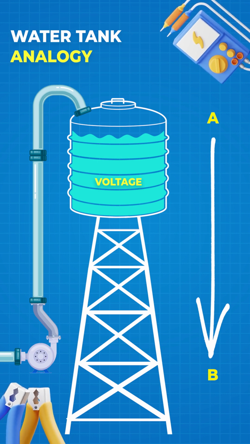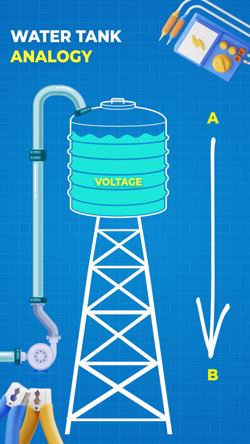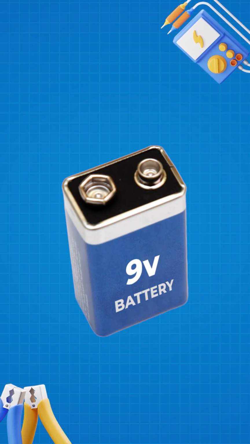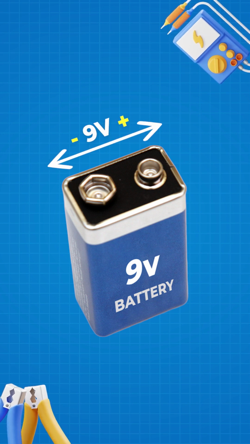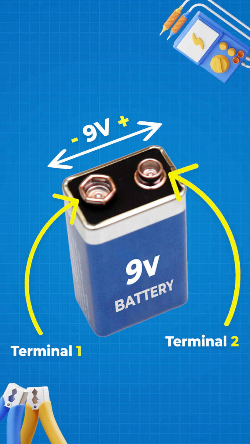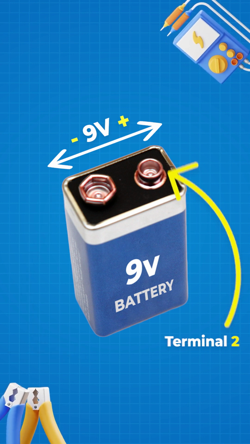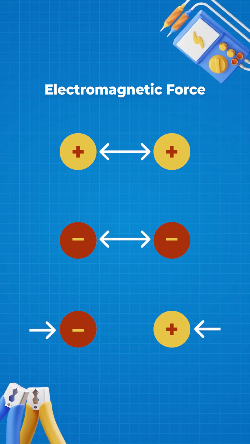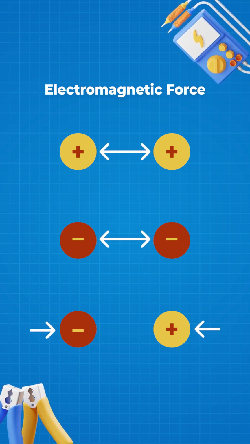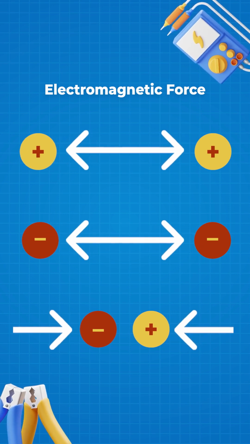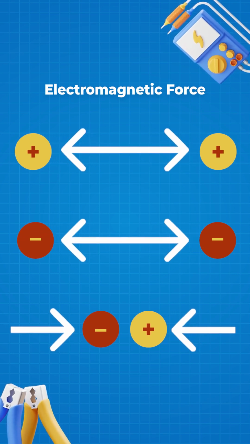It is important to remember that voltage is always in reference to a difference between 2 points, even when we're talking about a 9-volt battery, where the voltage difference is 9 volts between the two terminals. If we apply this concept to electricity, where the applied force is the electromagnetic force, we can think of it as the repulsive or attractive force between electrically charged particles. In electromagnetism, like charges repel each other, while opposite charges attract each other.